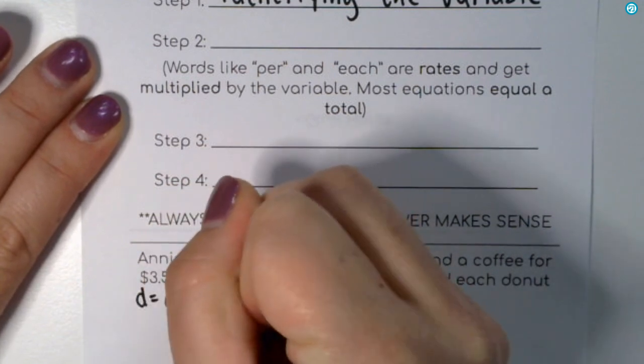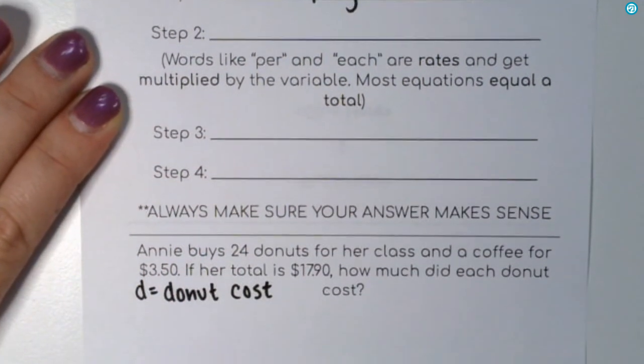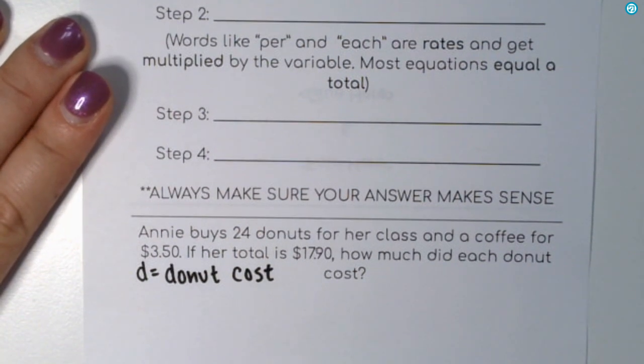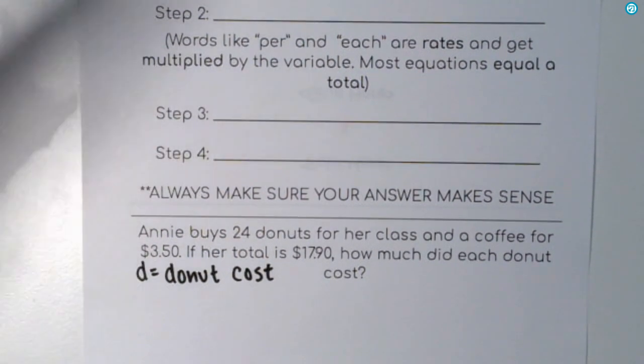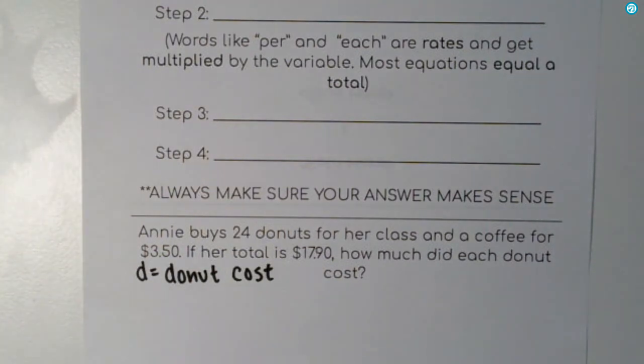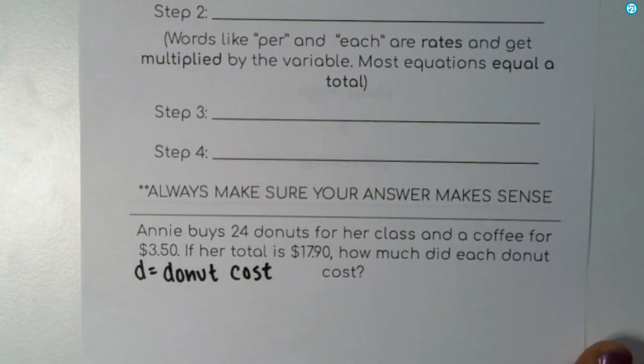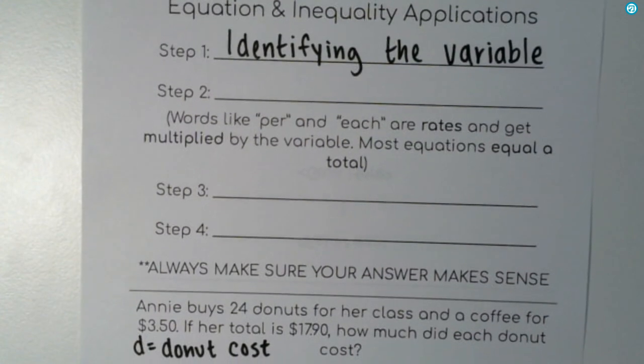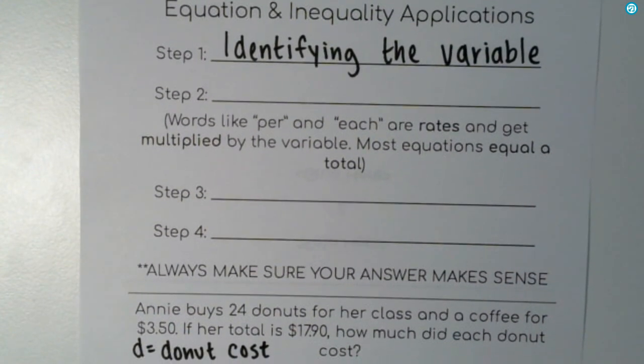You can use any letter. I would not use O or T, because O's look like zeros and T's look like plus signs. If you want to just use X, you can. I usually use a letter that corresponds to whatever we're trying to solve for. Okay, so that's step one, is identifying the variable.